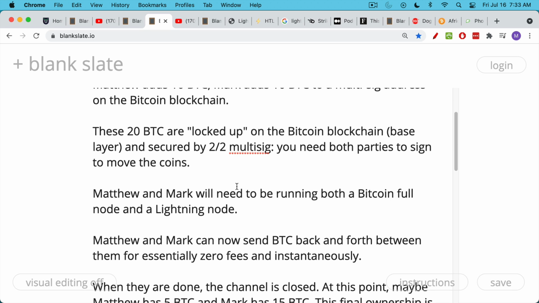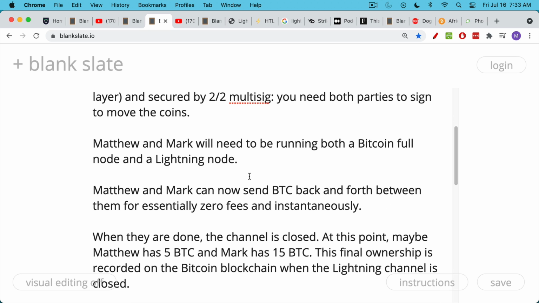In order to do this, Matthew and Mark will both need to be running both a Bitcoin full node and a Lightning node. What we will see, of course, is that there are service providers who can take care of all of this. Matthew and Mark can now send Bitcoin back and forth between themselves for essentially zero fees and instantaneously. Matthew might be a store, Mark might be a frequent customer at the store, maybe Matthew is the Target store and Mark is a customer who often shops there. It could be two large banks. These separate parties really could be anyone.